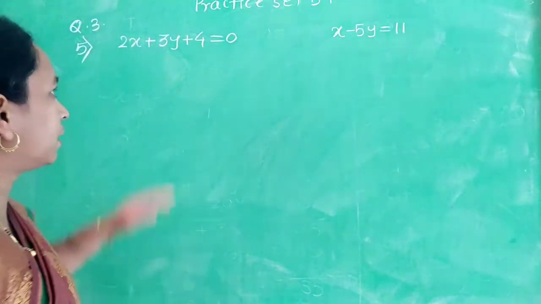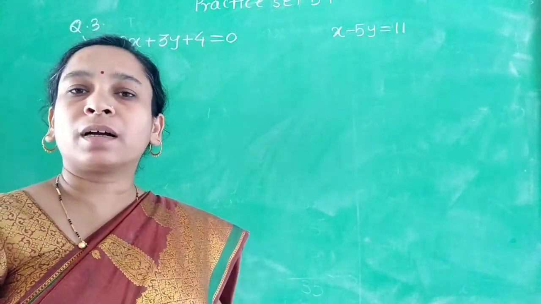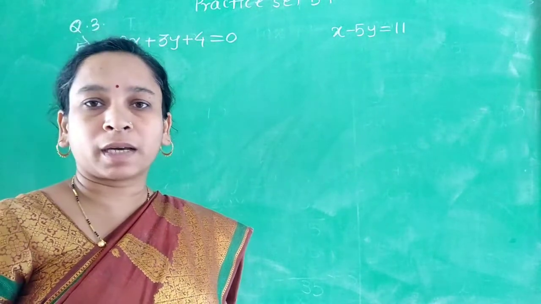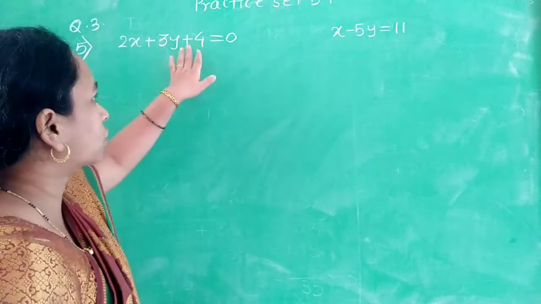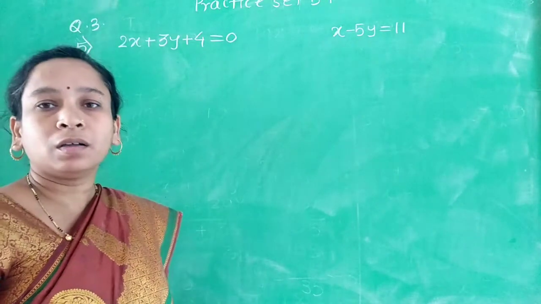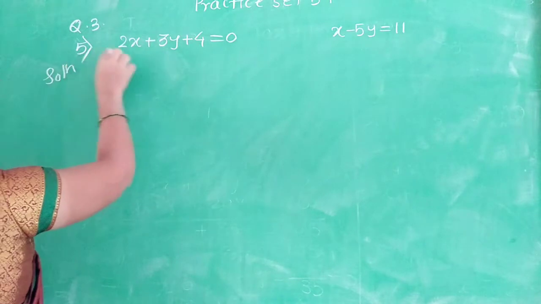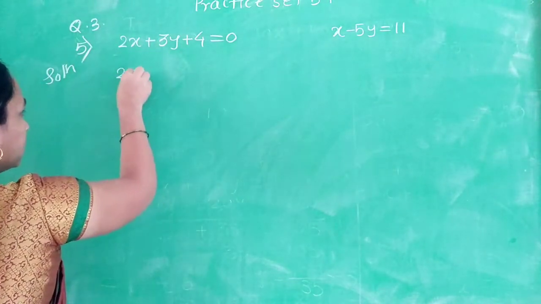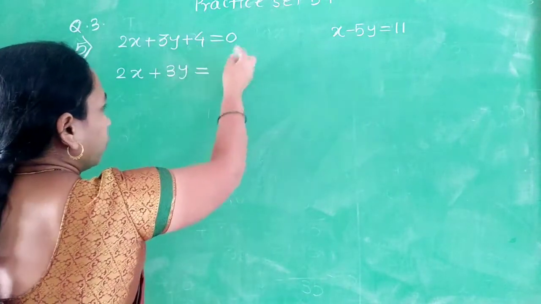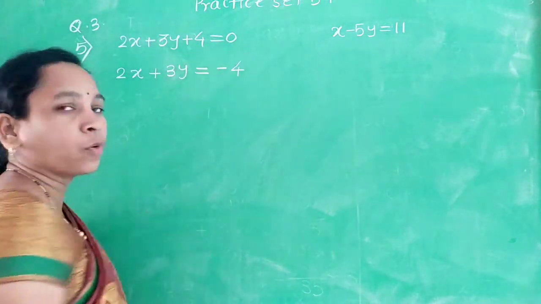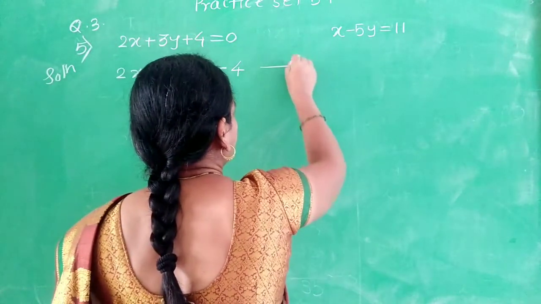In this fifth example, the first equation is not in the standard form. So first we will convert that equation into the standard form. To convert this into standard form, we will take this constant term to the right hand side. So the solution: this equation can be written as 2x plus 3y is equal to 4 goes here, it becomes minus 4. Now I will assign it as equation number 1.